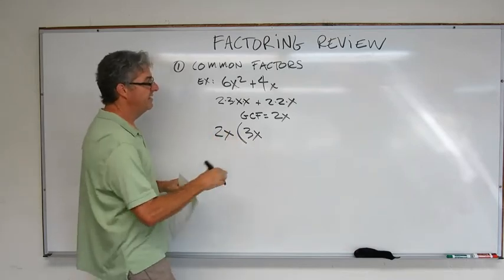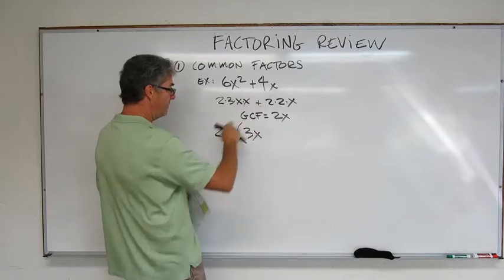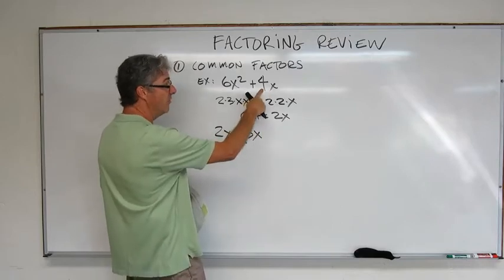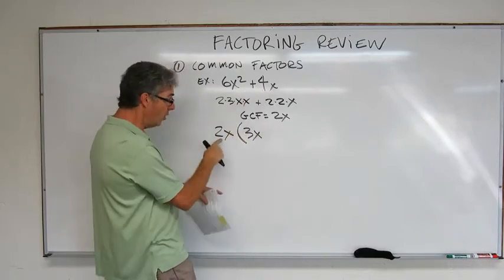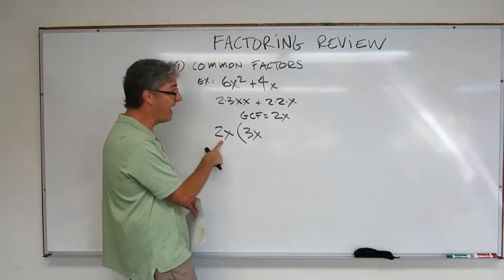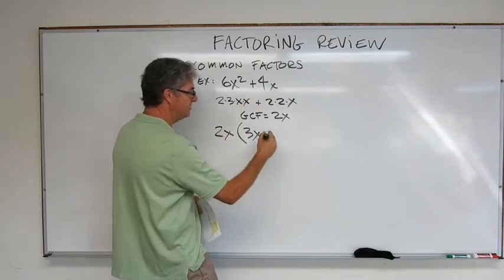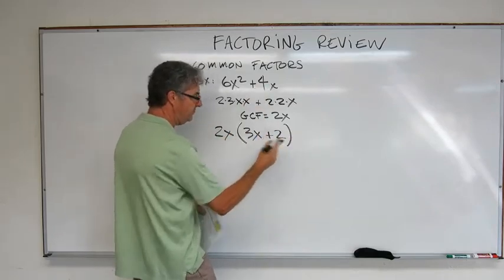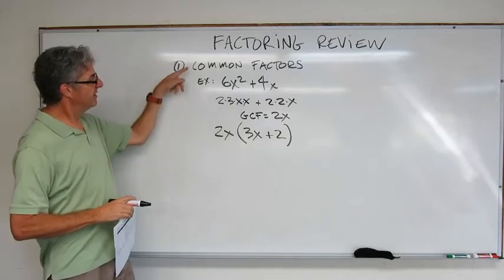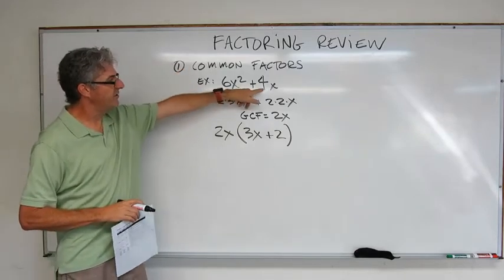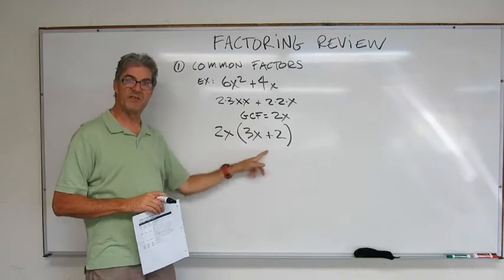Okay? Now this one is a little bit more simple. I've pulled my 2x out of 4x. What's left, or what do I have to multiply 2x by to get back to 4x? And that would just be 2. So, sweet. We factored out common factor of each of these two terms, and we wind up with this.